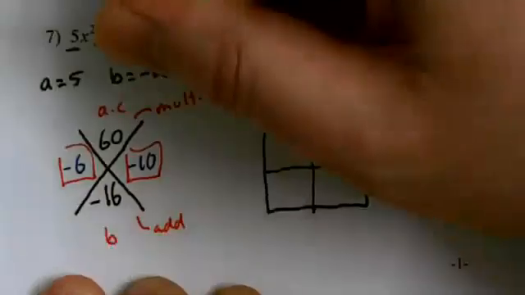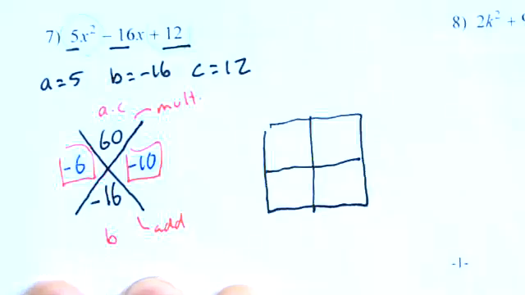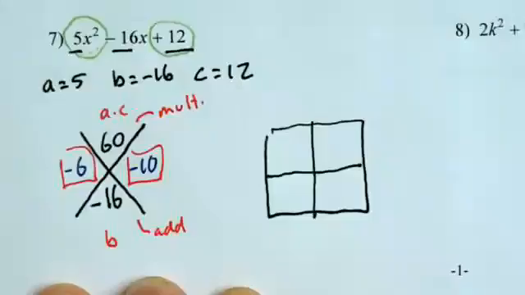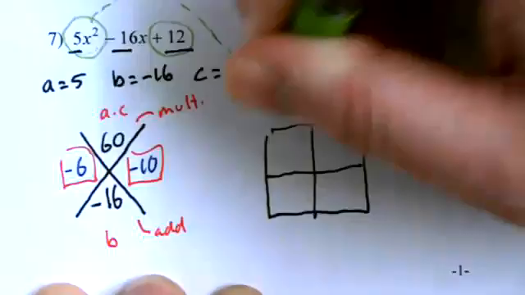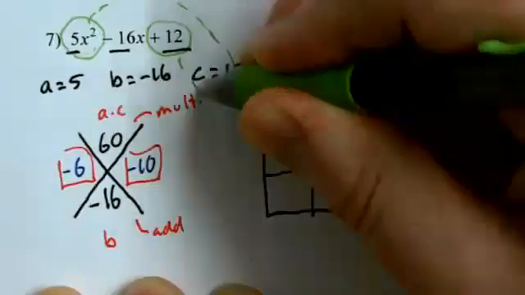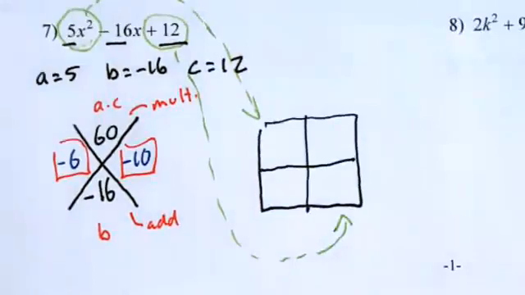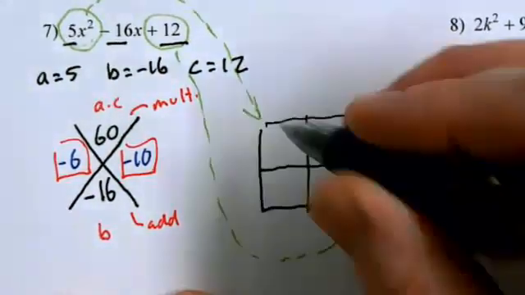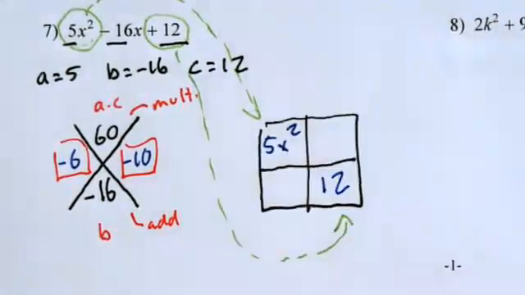So from the original problem, your first term and your last term are both going to go into the box. The first term is going to go in that spot right there. And your last term is going to go in that spot right there. So we're going to end up with a 5x squared right there and a 12 right there. The whole term goes in those two spots.